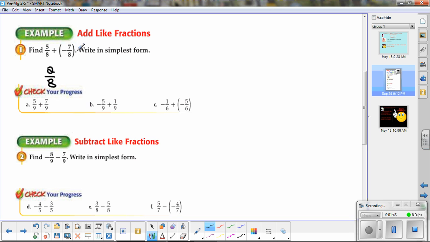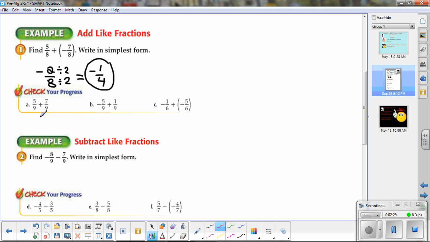And then the sign is the sign of the number that has the greatest absolute value, or the one furthest from 0 on a number line. So in this case, that's going to be the negative 7/8. So our answer is negative 2/8, but that can be simplified because both 2 and 8 can be divided by 2. So we end up with a negative 1/4. You may want to pause the video and try the next 3 on your own.